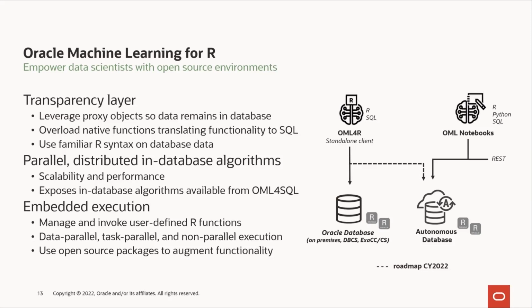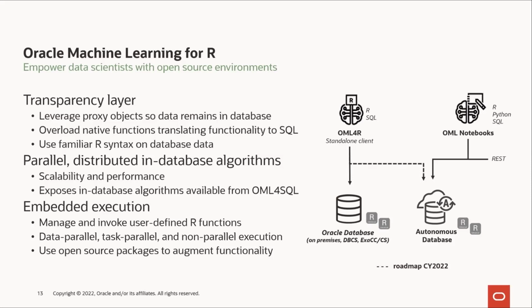Using proxy objects, the transparency layer allows users to operate on database data using familiar R syntax, overloading functions that operate on, for example, data frame proxy objects. These functions construct SQL for in-database processing. Results are typically returned as proxy objects as well, and this enables scalability. The in-database algorithms are exposed through convenient R interfaces that use the R formula specification for predictors and targets. And through embedded execution, user-defined R functions can be invoked on database-environment-spawned and controlled R engines.